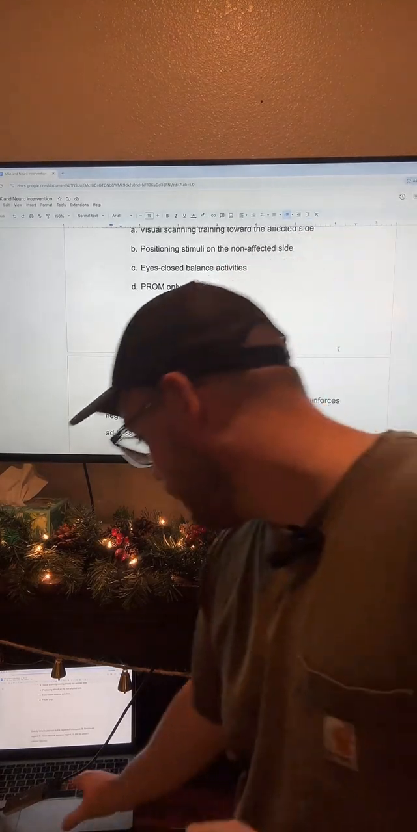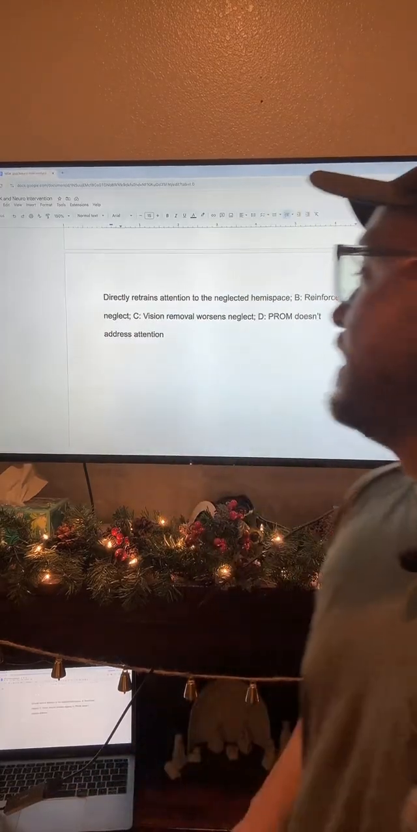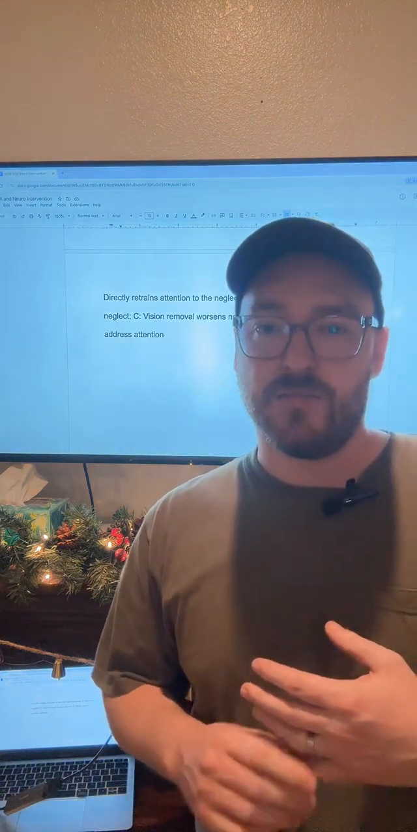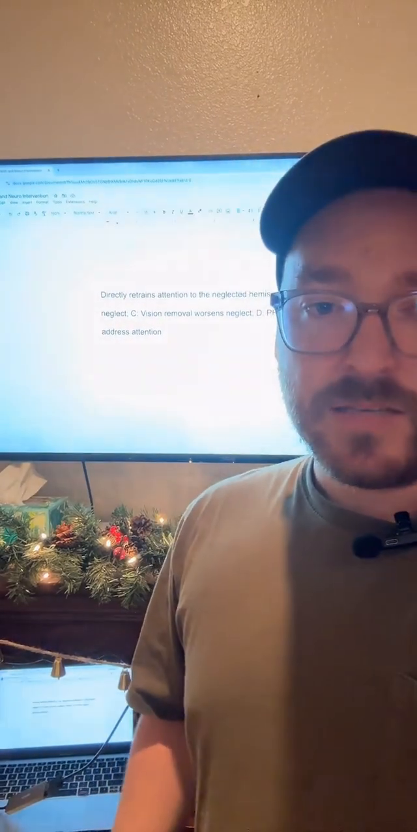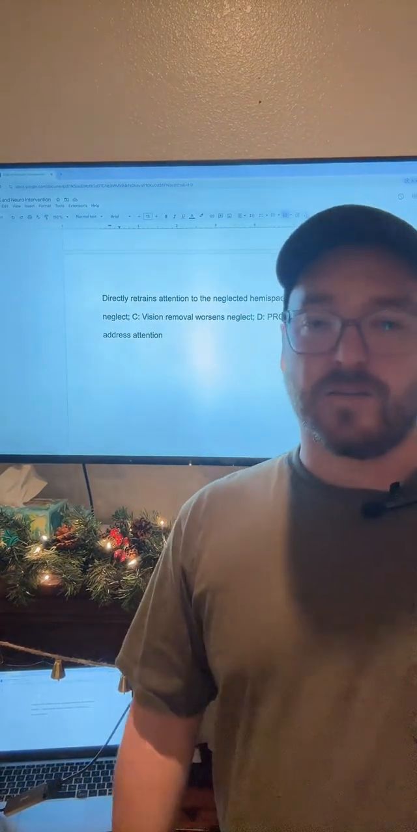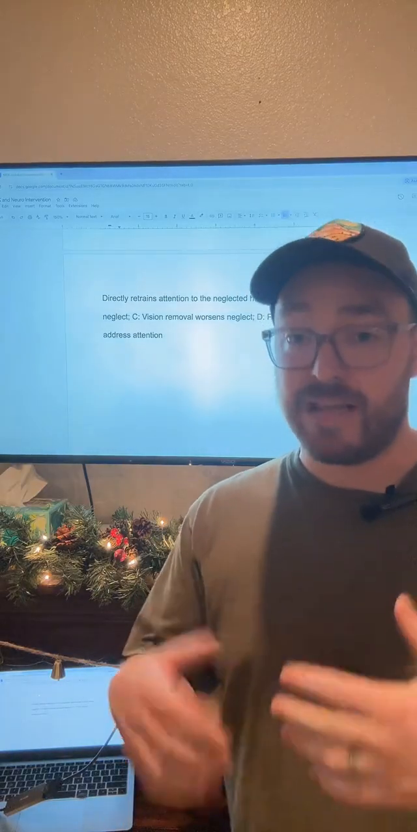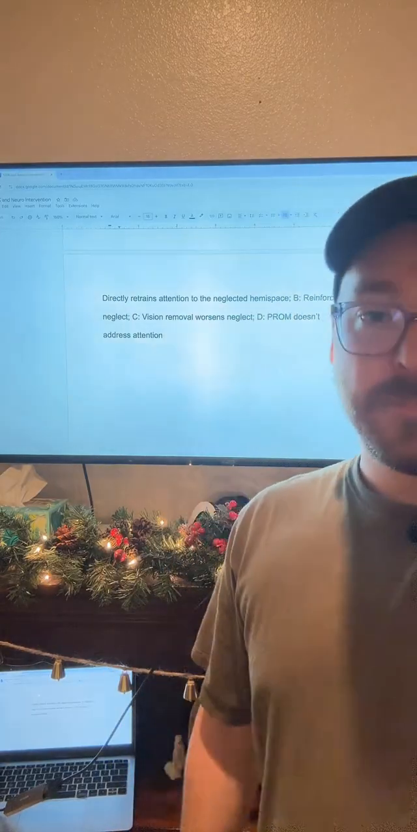So, all right. Like I said, I will get screenshots of these and I will post these as a video on TikTok. Is it helpful to position stimuli on the affected side for patients with neglect? 100%. Yes, it is helpful to position stimuli on the affected side for patients with neglect, but you're probably going to have to do a lot of cueing to get them to attend to the neglected side.